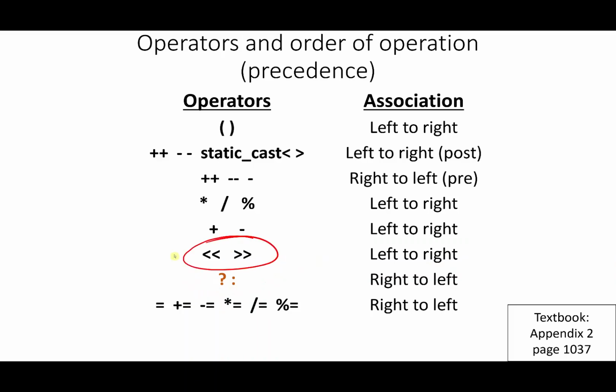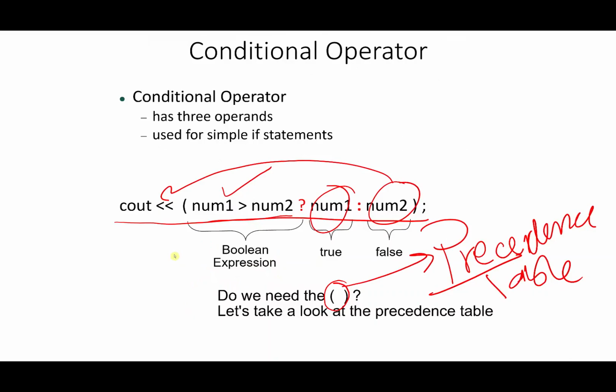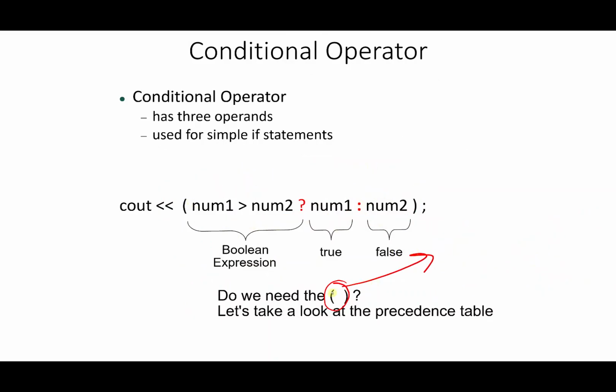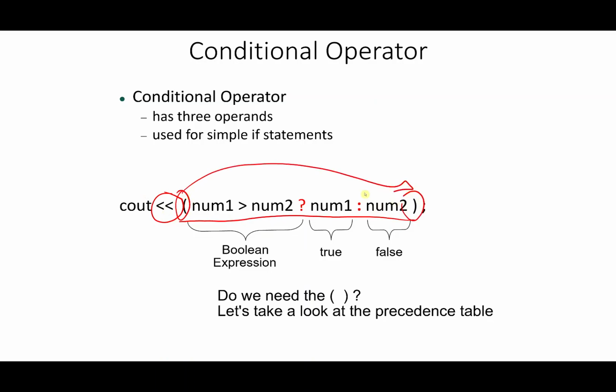the insertion and extraction. So let's go back a little bit. If this is coming after the insertion operator, then we need something to force it to be executed first. What do we force the compiler to do first? What's inside the parentheses. So do this first, then do the insertion operator.